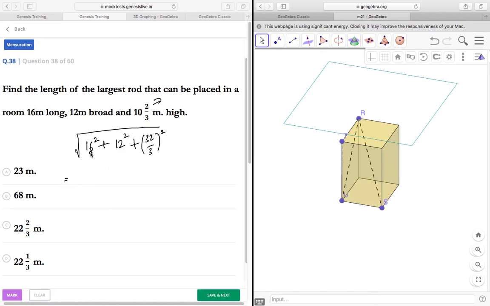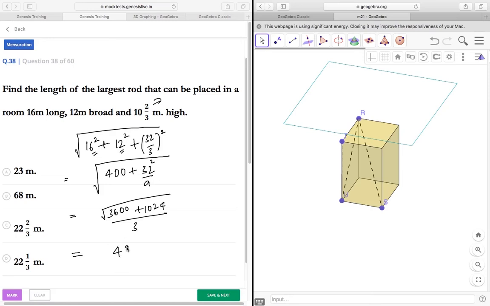Solve this, you will get 16 square is 256, 12 square is 144. When you add them, you get 400 plus 32 square divided by 9 under root. So this will be, what is 32 square? 32 square is 1024. 1024 plus 3600 under root divided by 3. This will be 4624. All right, under root.